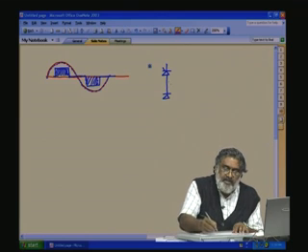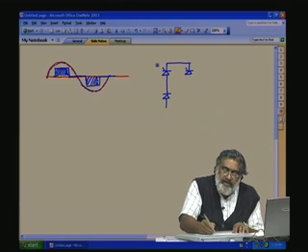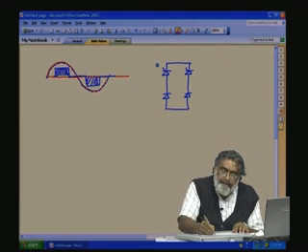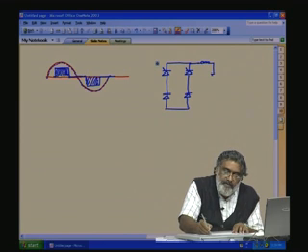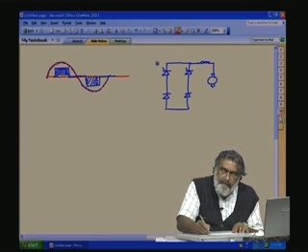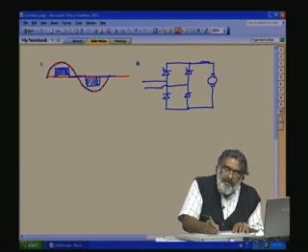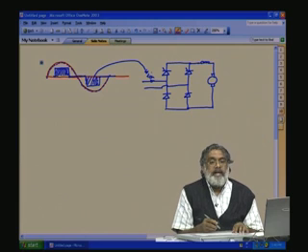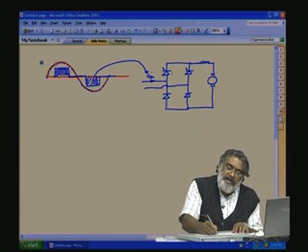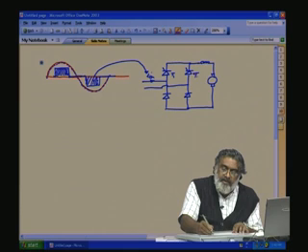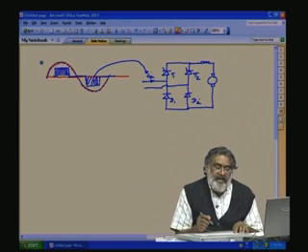Again we will draw the power circuit. This is the semi converter, so the bottom devices are the diodes. Our input. This is the current we are talking about. How to get a current waveform like this? This is our T1, T2, D1, D2. How to get a condition like this?